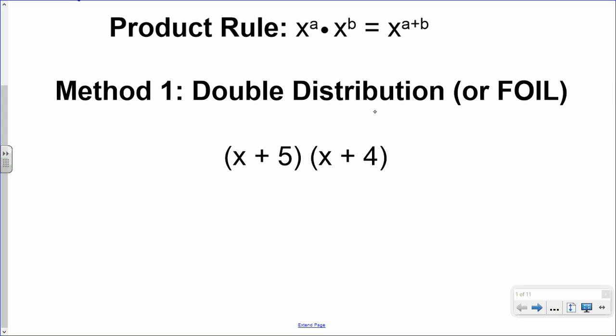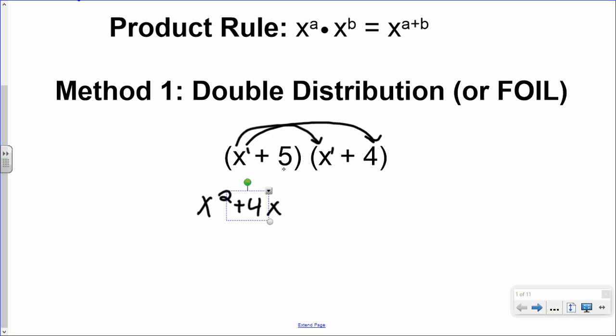So the one is called the double distribution method, or it's the FOIL method. And really what you do here is just distribute like you would normally. So this FOIL means first, outer, inner, last. Basically that means just multiply and distribute in order. So the first thing I'm gonna do x times x. So remember you're multiplying those and those each have an exponent of 1. So we'd add those and we get x squared. And then we're going to do x times 4, which is a positive 4x. So we've done the first, we've done the outer.